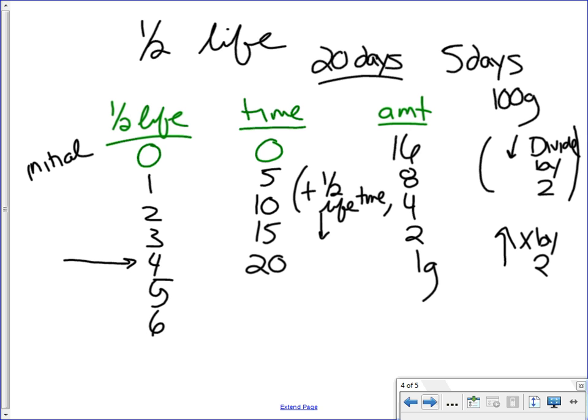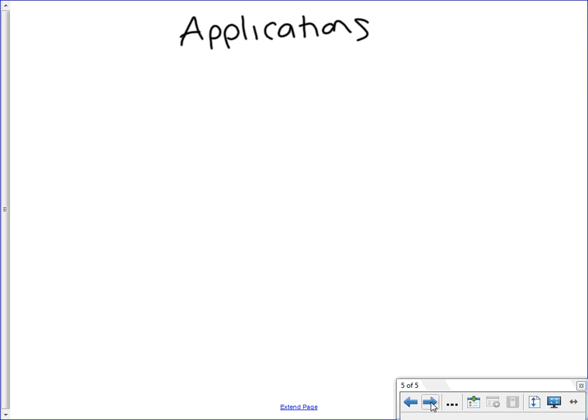That's how you can pretty much do any half-life problem. Make sure you fill out the chart and see how to properly fill it in. Okay? Make sure you read the problem accordingly.